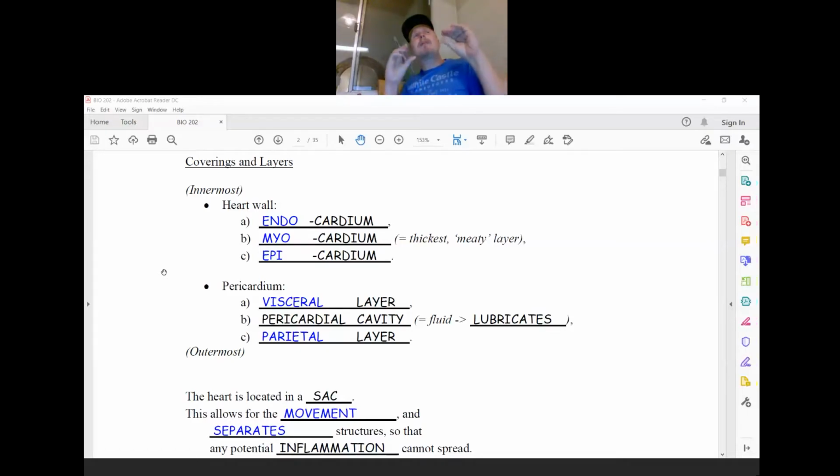One way to think about it is almost like a Ziploc bag, where you have a little liquid. As soon as you add that liquid into the Ziploc bag, the two layers that form the two sides of the bag slide past each other much more easily than they would if they were dry. So that's the function of the pericardial fluid.